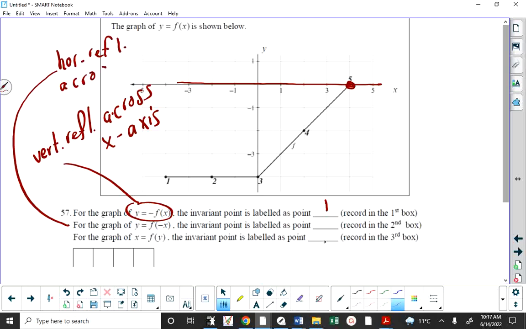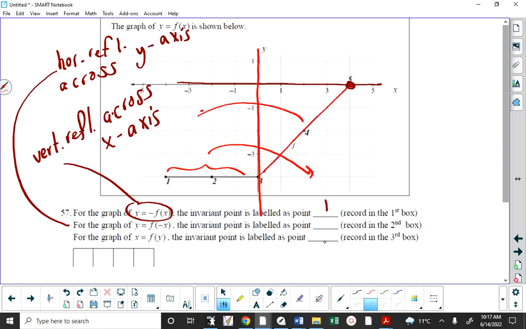across the y-axis. And that is a reflection across this line. So all of this will go to the other side. All of this will go to the other side. But this singular point here is going to stay in the same place. So there's one invariant point there.